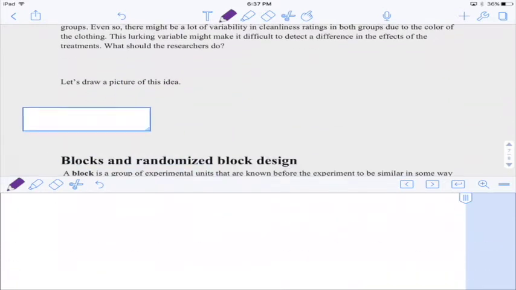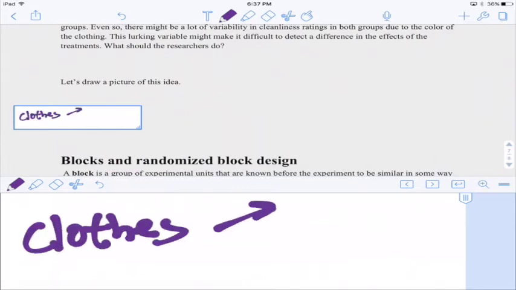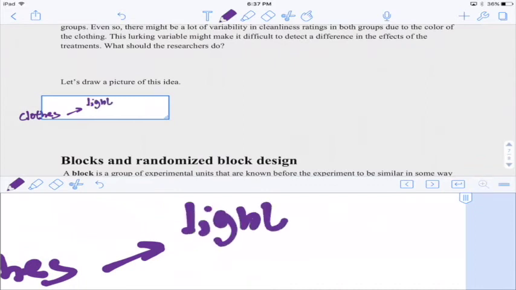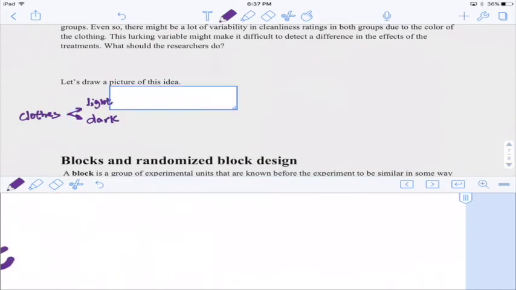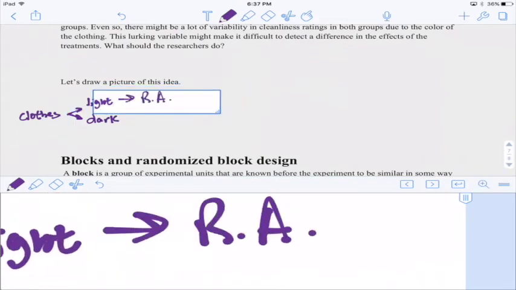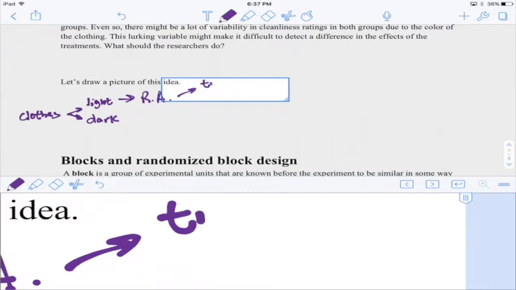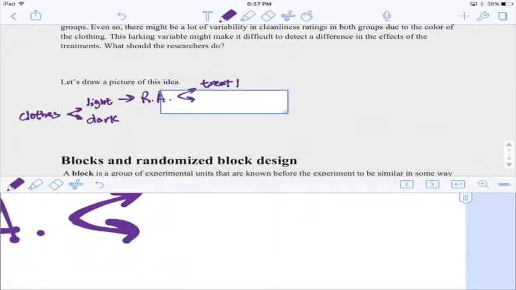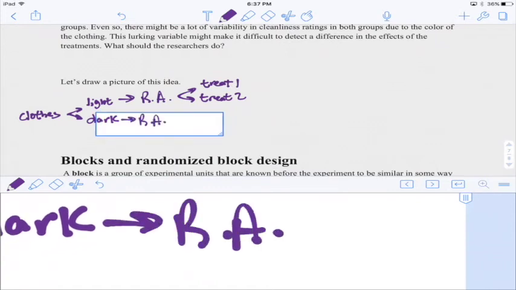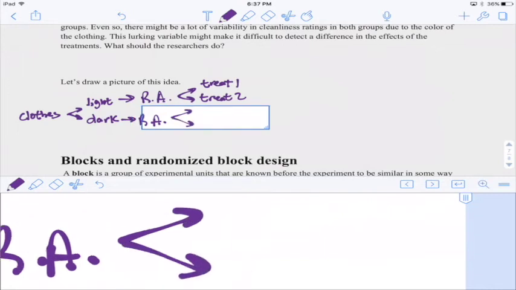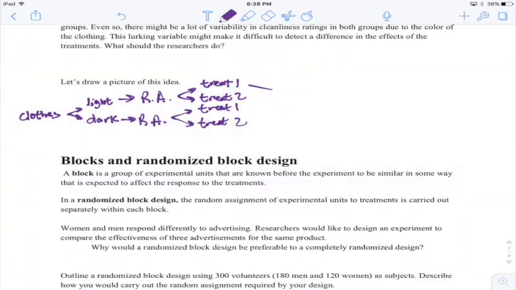So we'll draw a picture of this. So we have our clothes. We separate them into the light and darks. Now we do our random assignment. So now we can randomly assign our detergents. And then we'll randomly assign our dark clothing. And then we'll compare.